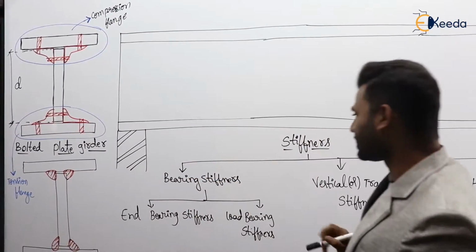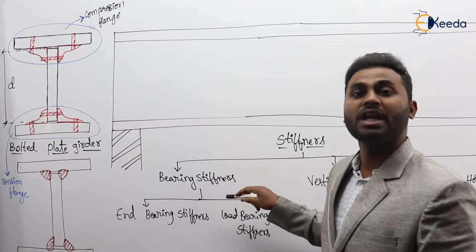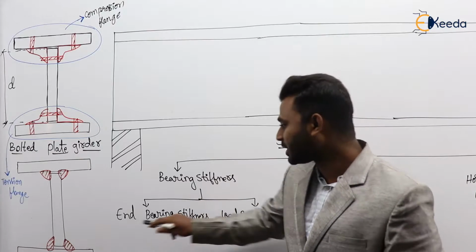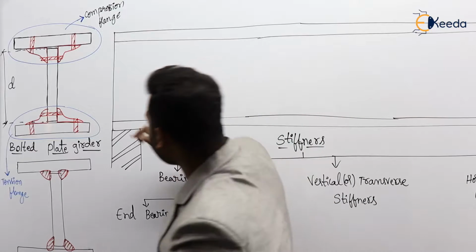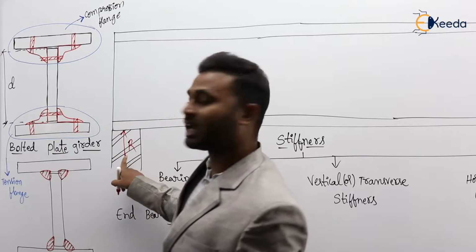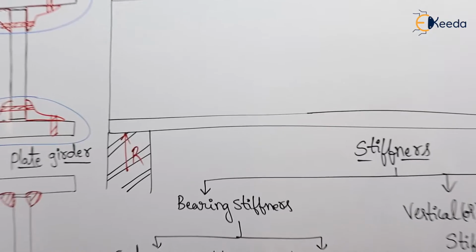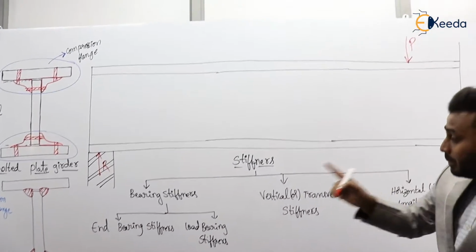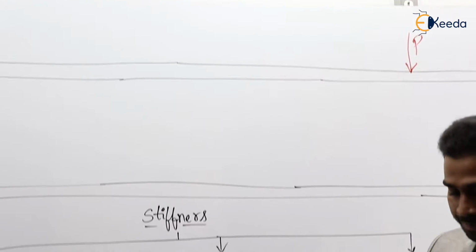First, coming to the bearing stiffeners, the name itself suggests that it is bearing stiffener. So the name, it is going to bear. So obviously, and if you see the types, end bearing and load bearing, it means these stiffeners are provided at the supports where the reaction will be there, and under the point load. Okay, so the bearing stiffeners are provided at the supports and under the point load. Clear?